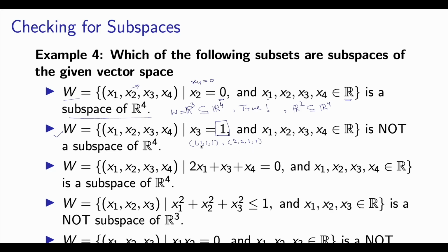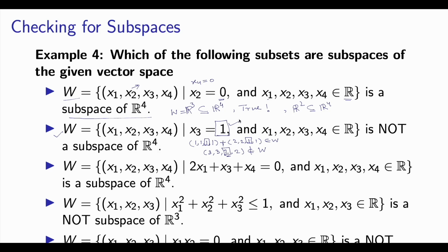So clearly the third tuple of each is 1, right? So these are the two vectors in W. What about their sum? What happened? If I take the sum, 3, then 3, then 2, then 2. So this does not belong to W, because the third tuple must be 1 only, but I'm getting 2. So it is not part of your W, right?